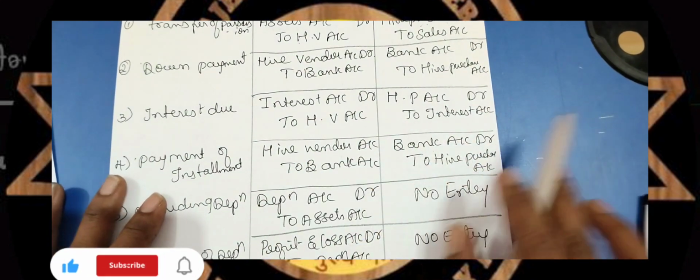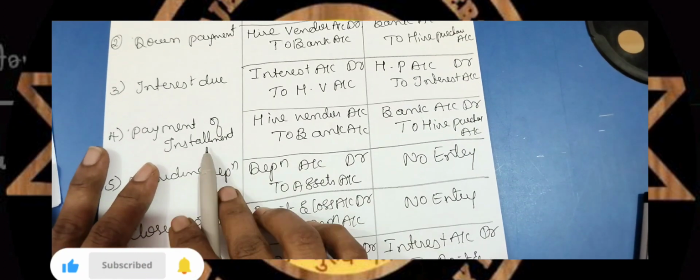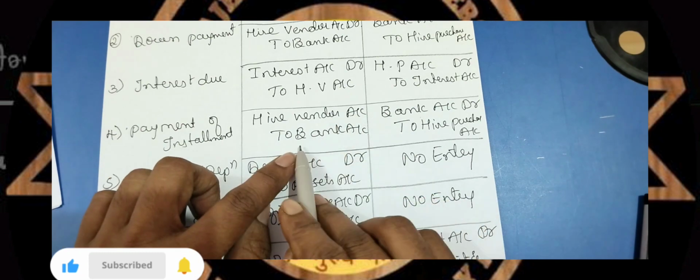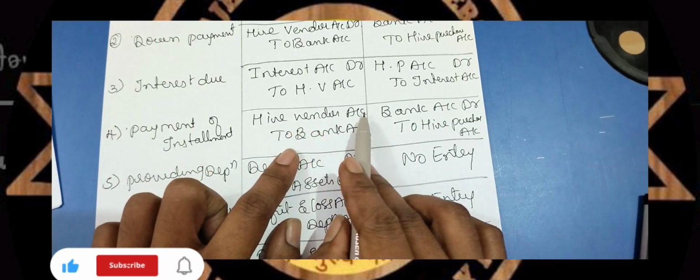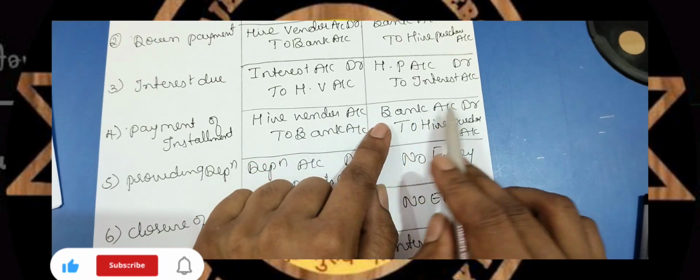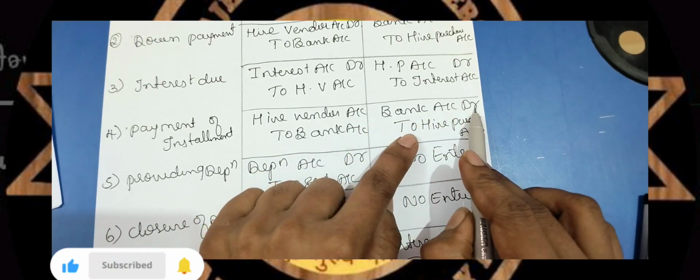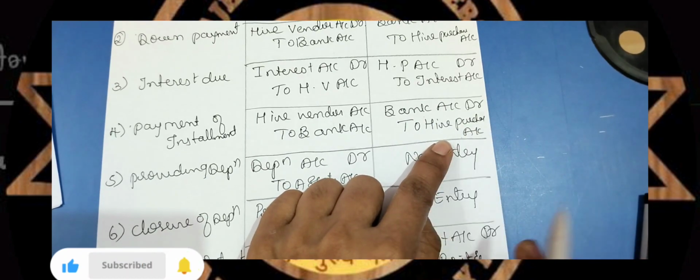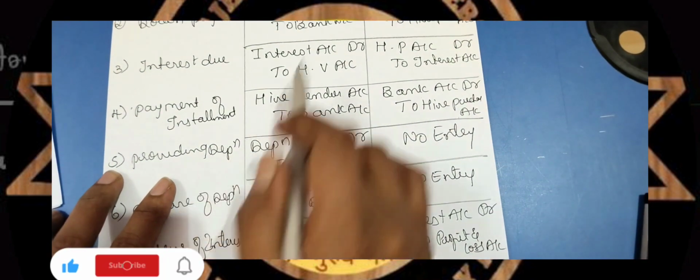So to interest account we are making installment payment. To hire vendor we are making payment, through bank we are paying. So hire vendor account debtor to bank account. Here he is receiving from bank, so bank account debtor to hire purchaser, through bank from hire purchaser. Okay, so here we have purchased an asset.